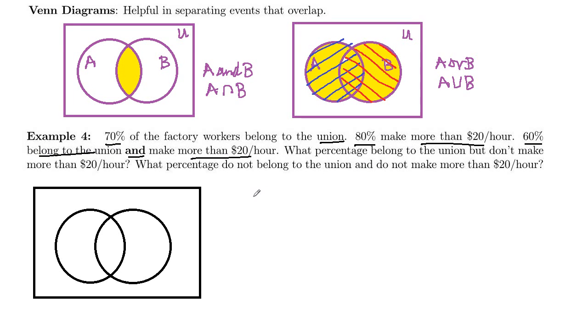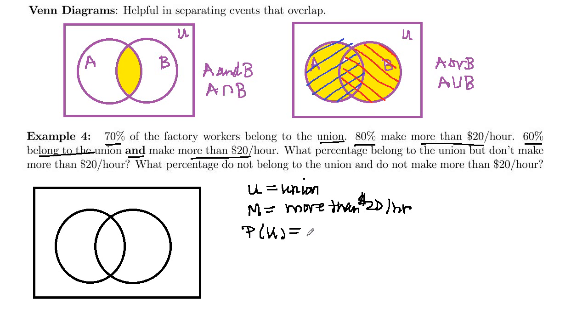So there's two events here. They belong to a union. Let's call that U. So they're in the union. Make more than $20 an hour. Let's call that event M. So that's more than $20 an hour. So we're given 70% belong to the union. So that's telling us probability of U is equal to 0.7. So let's let this left circle be U and the right circle be M. So the 0.7 is this, which has got two pieces, but the 0.7 takes up both of those pieces.